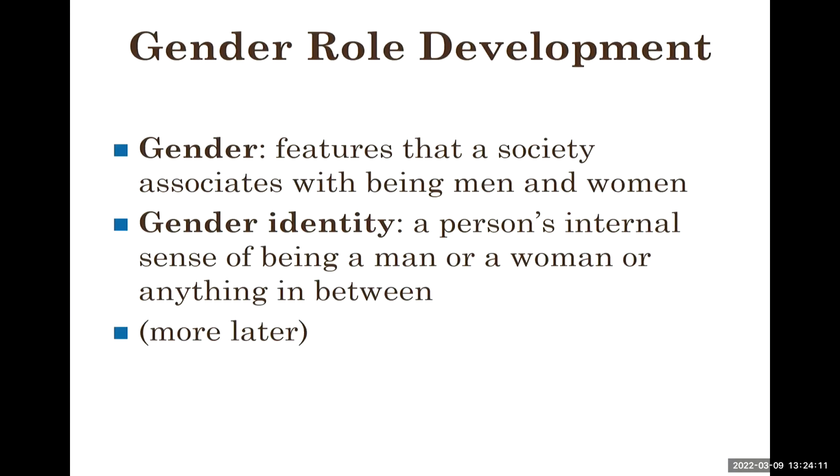Gender role development. Okay, sex is just your biological sex assigned at birth, so you're either male or female. Gender is like women or men: features that society associates with being a man or a woman. Gender identity is your internal sense of whether you're a man or a woman or whatever else. We're going to talk about this in chapter 10. I think there's a little more in your textbook, but we're going to talk about it later.